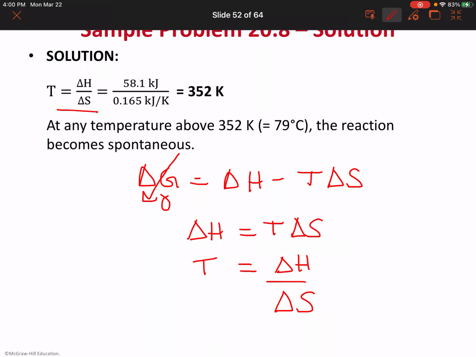Delta H was given 58.1, delta S 0.165. So the temperature is 352 Kelvin. So we set delta G to 0. At any temperature above 352 Kelvin, the reaction becomes spontaneous. Okay.